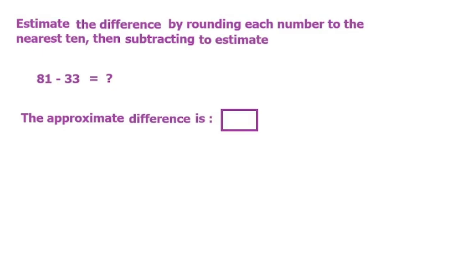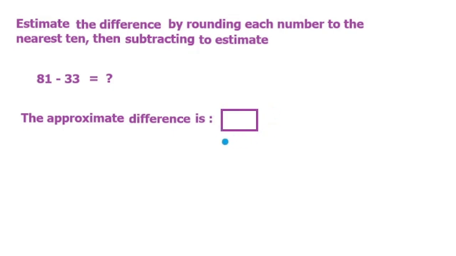In this video, we're going to work on estimation. So if we have a problem like this that says estimate the difference by rounding each number to the nearest 10, then subtracting to estimate. So we're trying to figure out approximately how much 81 minus 33 equals. And then we need to put in the approximate difference in this box.